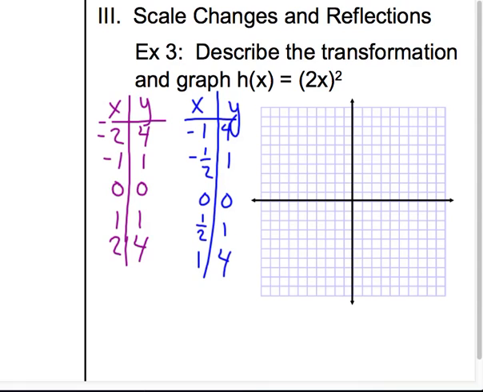Once you have those transformed points, you go ahead and plot those on your graph. So I'm going to use a scale of 2 because I have some of those fractions. And then I'm going to go ahead and plot my points. So I've got (-1, 4), (-1/2, 1), (0, 0), (1/2, 1), and (1, 4).